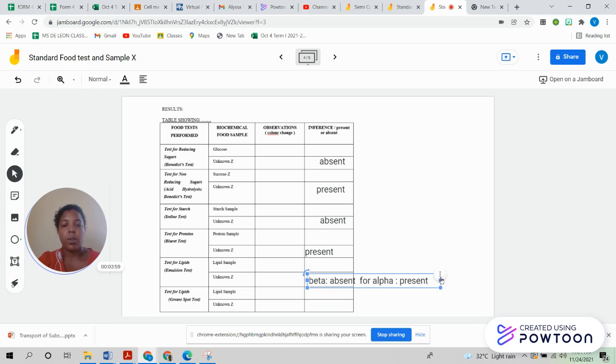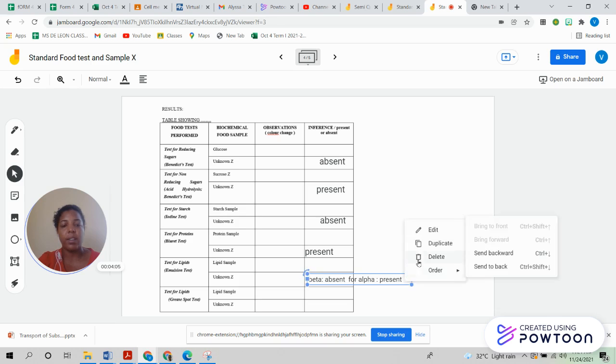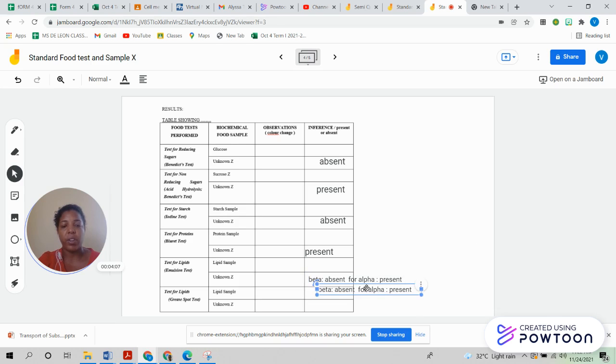Okay, so depending upon which class you in, your results would have varied. And then the same thing occurred for your grease spot test, right? So write it up depending upon which class you were in. Right, so this is for your results. You're going to do your results table. Make sure and fill in your color changes, and for the other ones as well, right? Your inference, presence or absence.